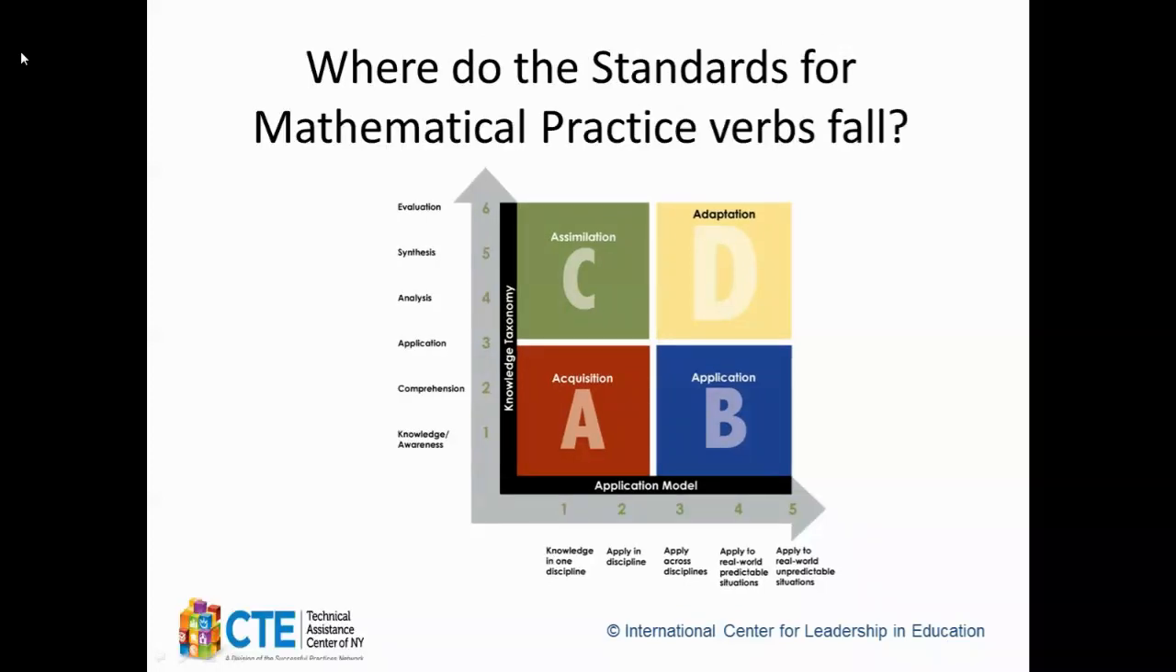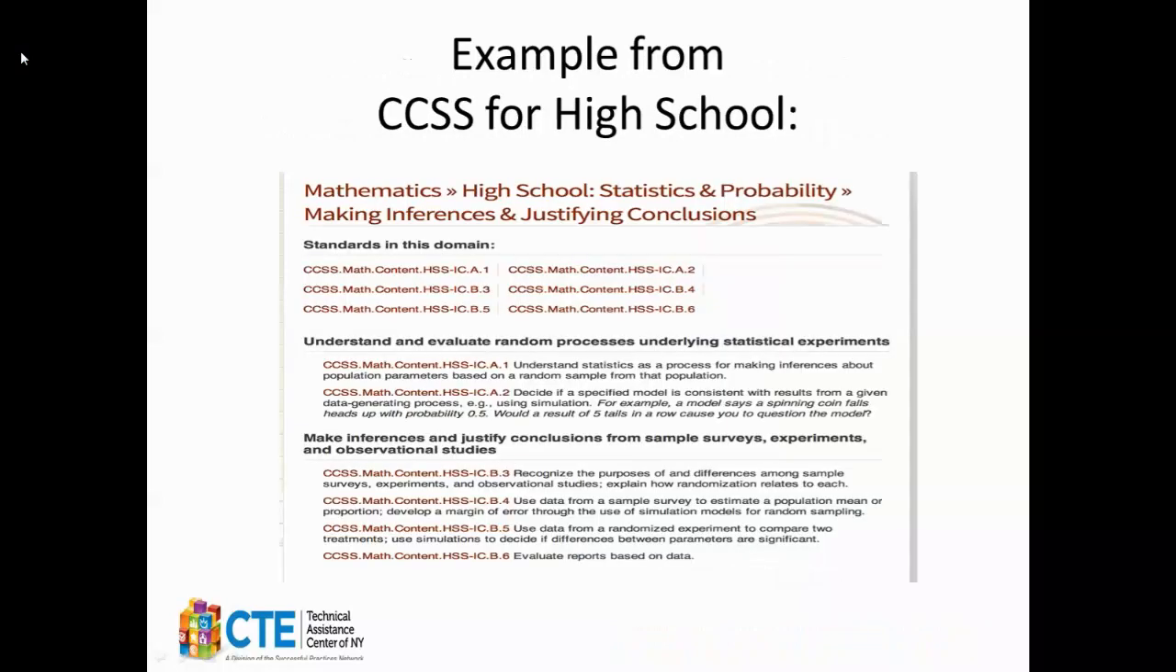But if we look for the verbs in the standards for mathematical practice and where those fall, you can see that we're now moving in a direction that's much more positive. Here's an example from just one page of the high school Common Core State Standards, and you can see verbs that are pretty different from those traditional ones.